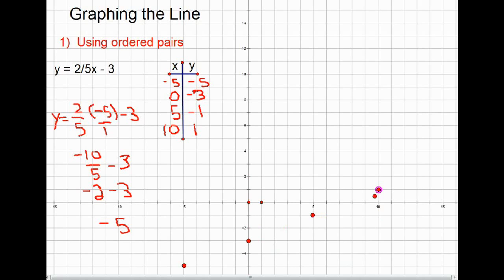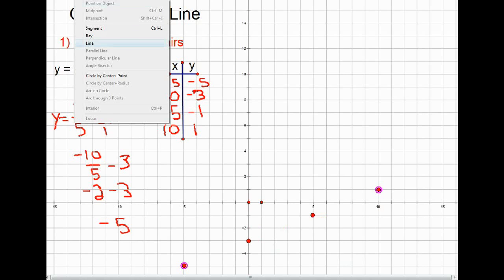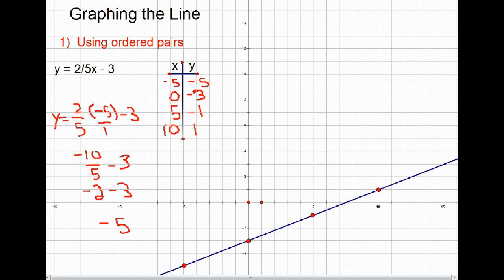And once again, when you've got your 4 points and they make the shape of a line, there's a pretty good chance that you've done them all correctly. Because now when we join these together, they do make a line. So once again, we've done it. We've graphed the line.